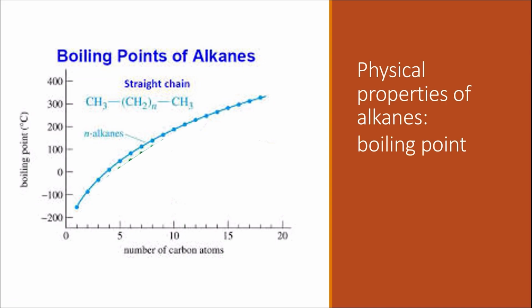Alkanes represent a homologous series, so they have a variation in their physical properties. The first physical property we're going to discuss here is the boiling point and the melting point. The boiling point of the alkanes increases with the increase of carbon atoms in the chain, as we can see. So this is the number of carbon atoms, and this is the boiling point. There is an increase due to an increase in the intermolecular attraction between the molecules.